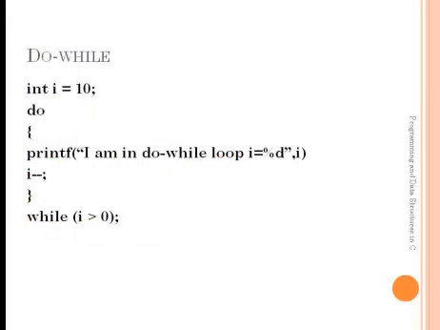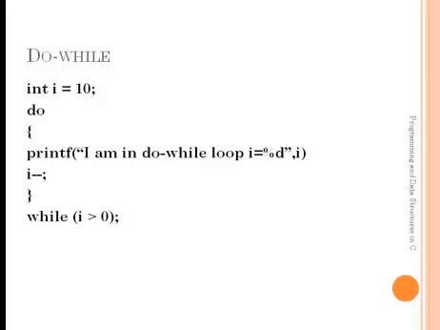Consider one example on do while statement. Here 10 is assigned to I. Do printf("I am in do while loop. I equals to %d", I); I minus minus. First it evaluates the statements, so the output of the program is, I am in do while and I equals to 10. After that it will perform I minus minus, means I equals to 9.